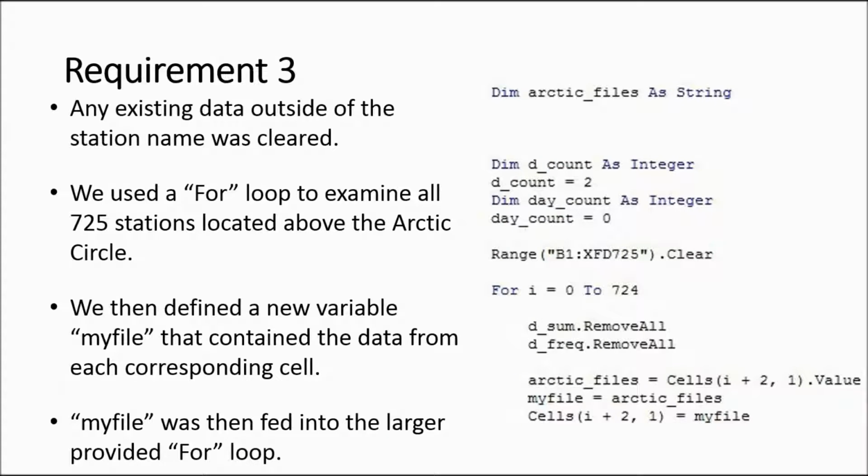In requirement 3, we began analyzing the data. In doing this, we began by clearing any existing data outside of the station name column. We then used a for loop to examine all 725 stations located above the Arctic Circle. We then defined a new variable, myFile, that contained the data for each of these corresponding cells, which was then fed into the larger provided for loop in the provided information.